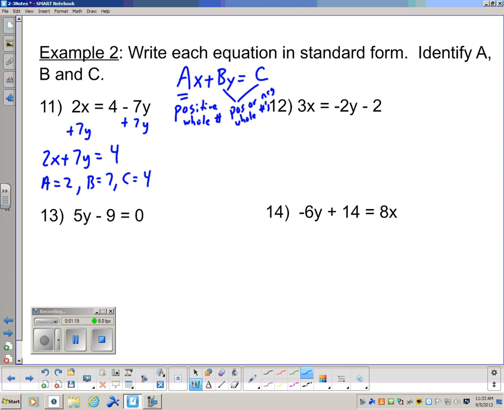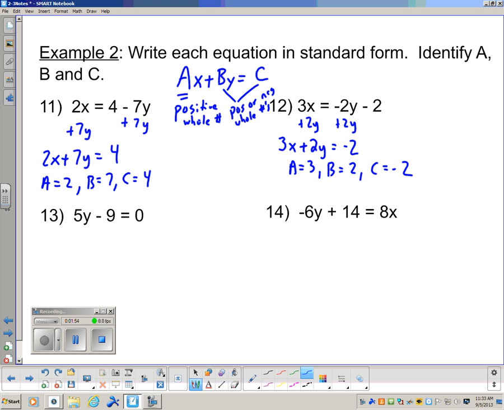And then number 12 here, similarly, I've got a positive 3x, which is exactly what I want. So I'm just going to bring this negative 2y on the other side. It's a negative 2y, so I have to do the opposite to bring it over. So I have to add 2y to both sides. So on the left-hand side, I end up getting 3x plus 2y. And on the right-hand side, I get equals negative 2. Identifying the pieces again, a there is 3, b is 2, and c is negative 2.